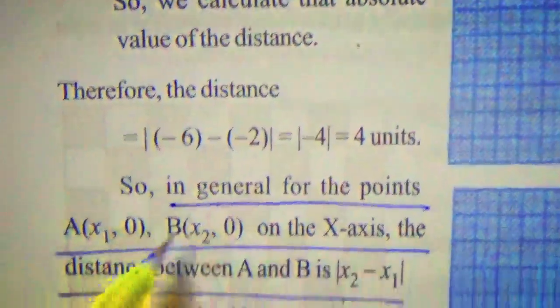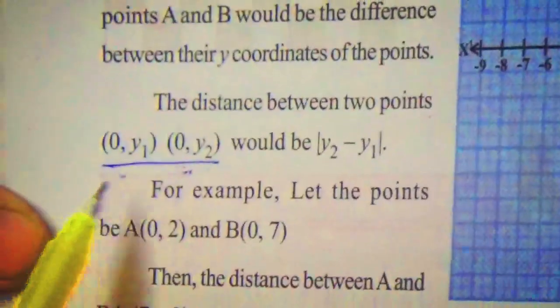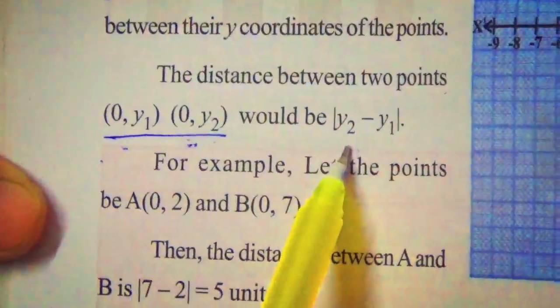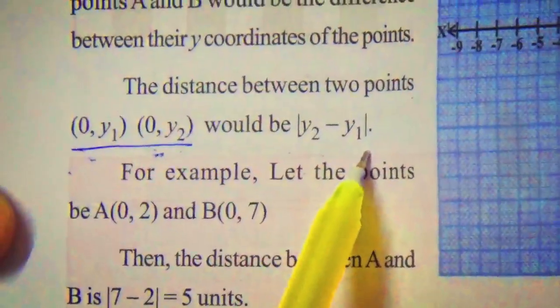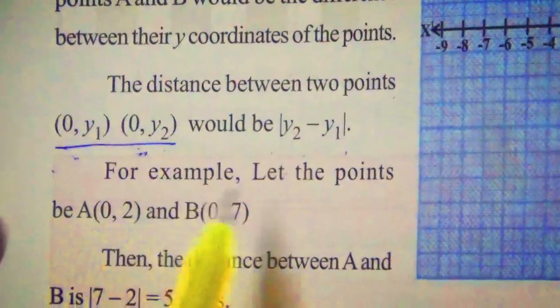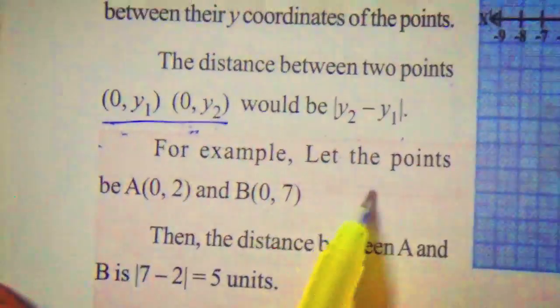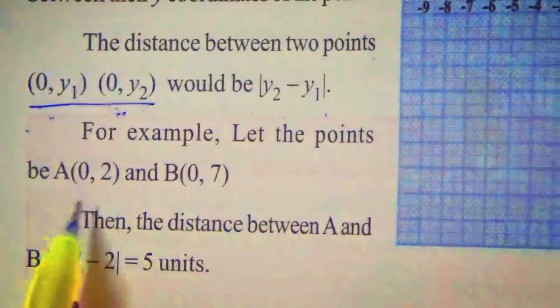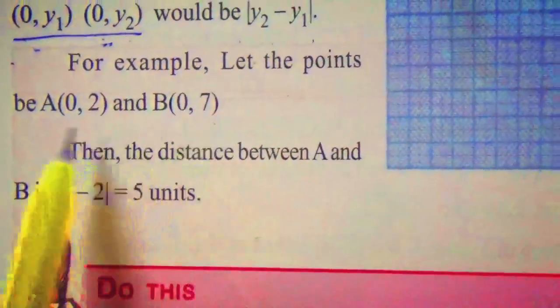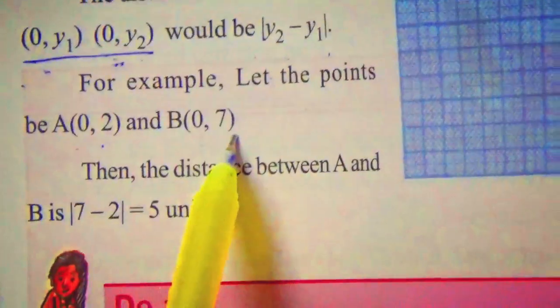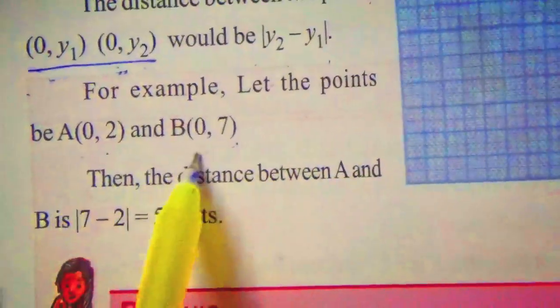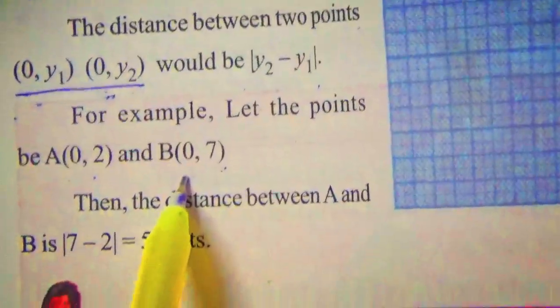Here the y coordinates are 0, here the x coordinates are 0. Then the formula becomes y2 minus y1, that is modulus of y2 minus y1. Is it okay? For example, the points given as an example are 0 comma 2 and 0 comma 7. In these 2 points, these are y coordinates 2, 7, and the x coordinates become 0.